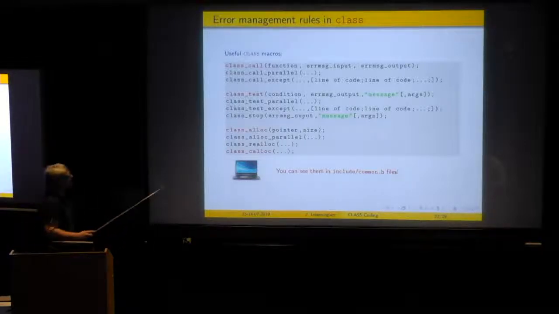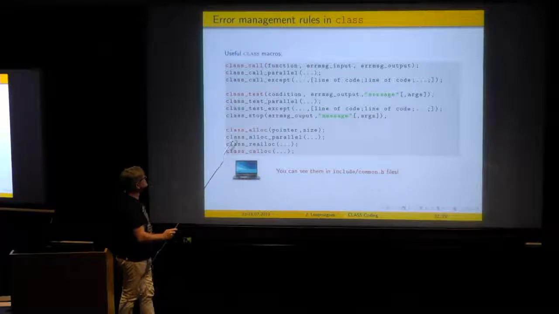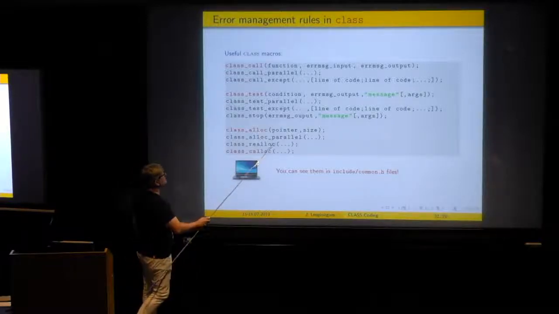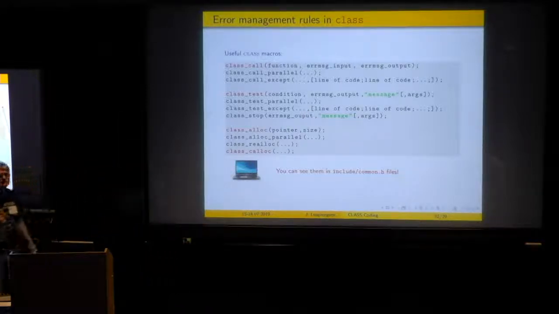So we have seen class alloc. There is also a version for OpenMP parallel zones. And class realloc is the same as a C realloc. Class calloc is the same as a C calloc. So calloc means that not only do you allocate a memory zone, but you fill it with zeros.